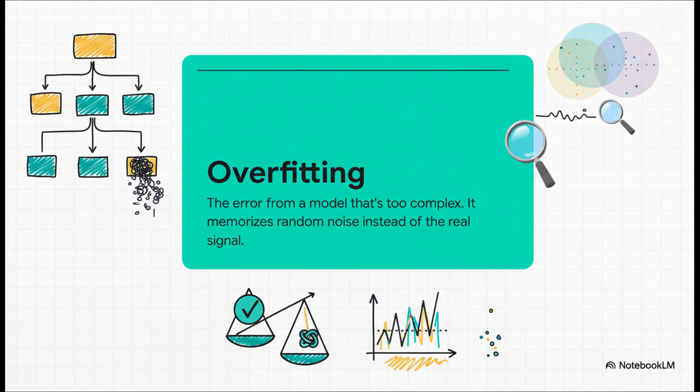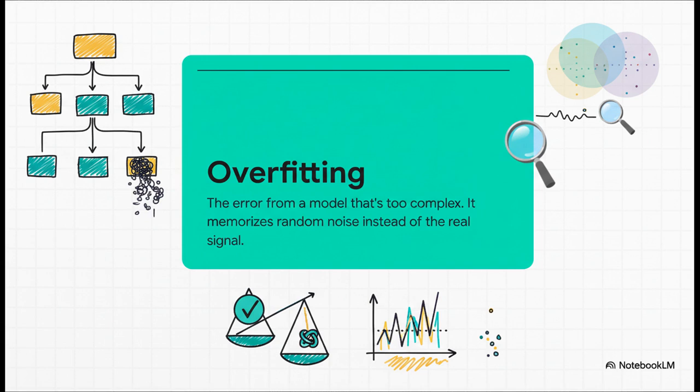But on the other end is our main villain, overfitting. This model is way too complex. It's like a student who memorizes the answers to the practice quiz perfectly, but then completely bombs the final exam because they never actually learn the concepts. The model memorizes the training data, all the noise and randomness included, so it just falls apart when it sees new, real-world data.